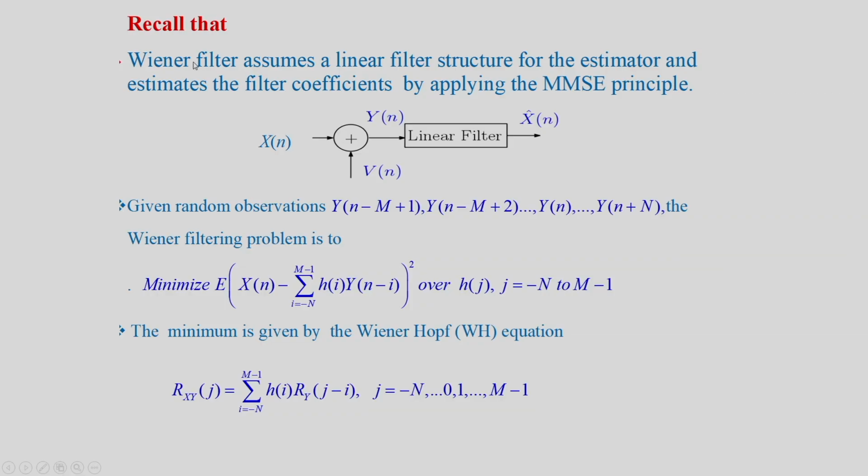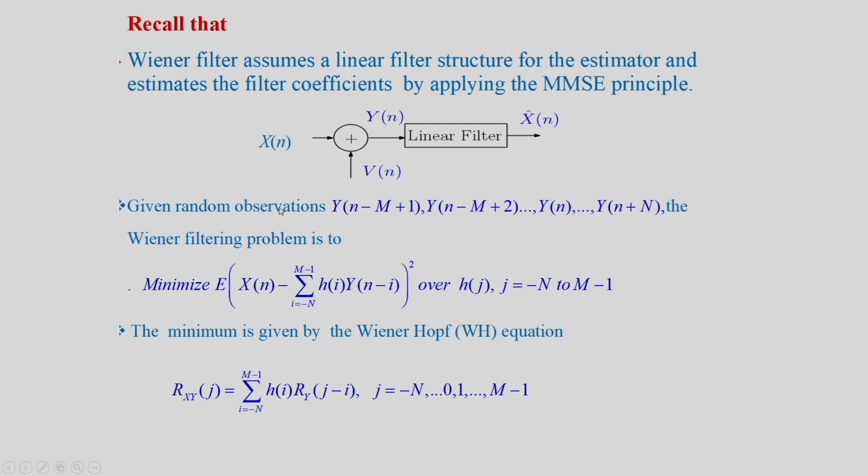Recall that the Wiener filter assumes a linear filter structure for the estimator and estimates the filter coefficients by applying the MMSE principle. This is the signal model: y[n] = x[n] + v[n]. Then it is passed through a linear filter to obtain the estimate x hat[n], and we have to determine the parameters of this linear filter.